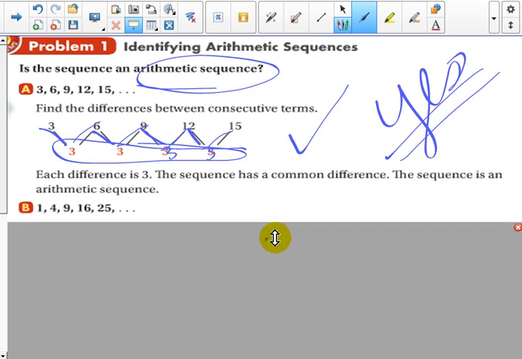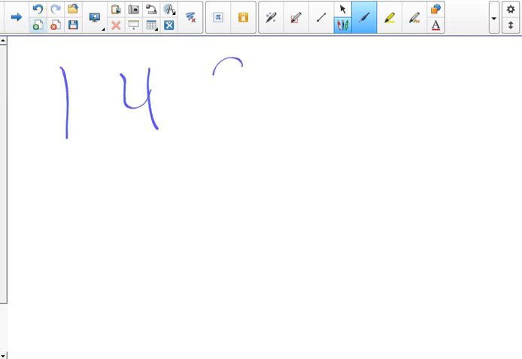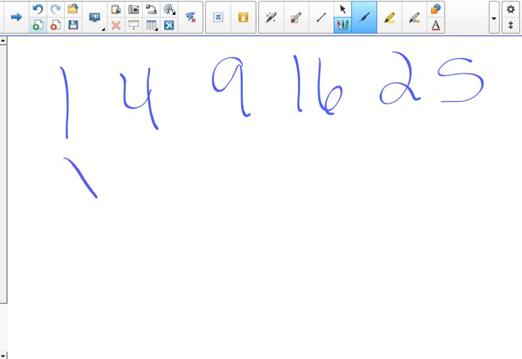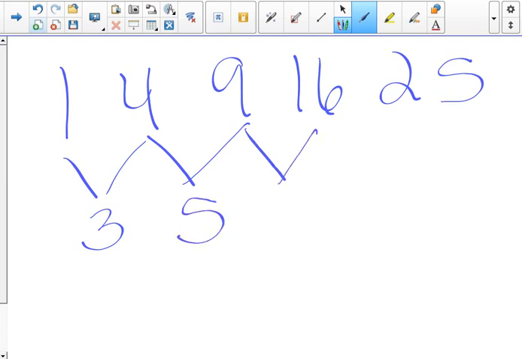Let's look at the next one: 1, 4, 9, 16, 25. Write that on your whiteboards real quick and tell me what's the difference between all of these. So 4 minus 1 is 3. 9 minus 4 is 5. Keep going. 16 minus 9 is?